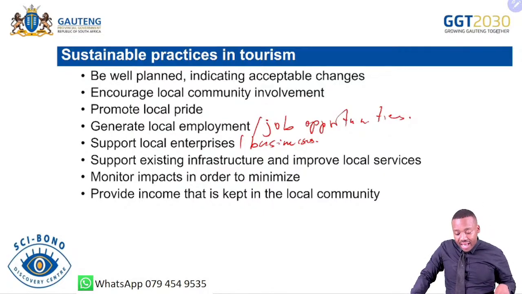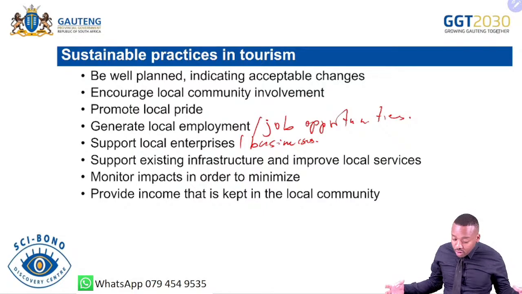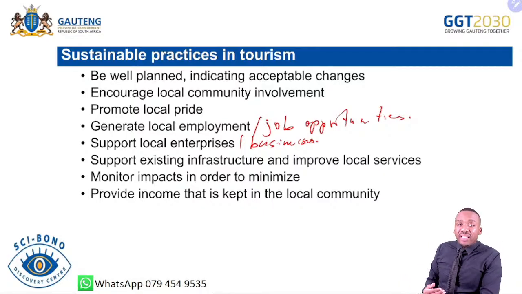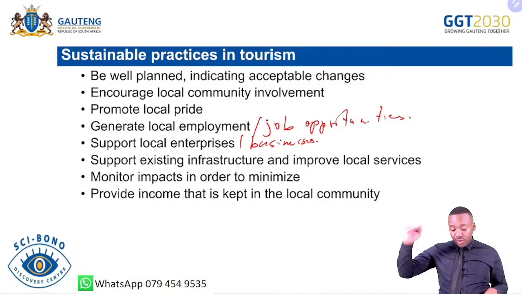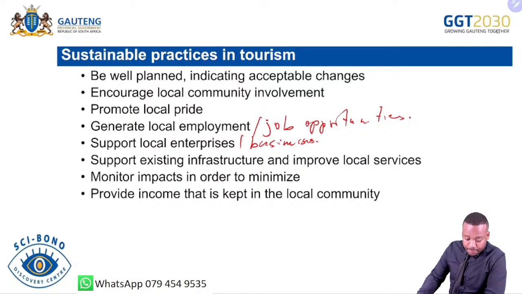Sustainable practices in tourism, they also emphasize what? Supporting existing infrastructure and improving what? Local services. So where tourism is taking place, we are saying profits must benefit the place where the attraction is located, right? You cannot be having what? Leakages whereby you are taking what? Profits outside of our community. So in sustainable tourism, we are saying the existing infrastructure due to tourism must be sustained, it must be improved, it must be renovated. The services, they must also be improved so that they can meet what? The international standards.